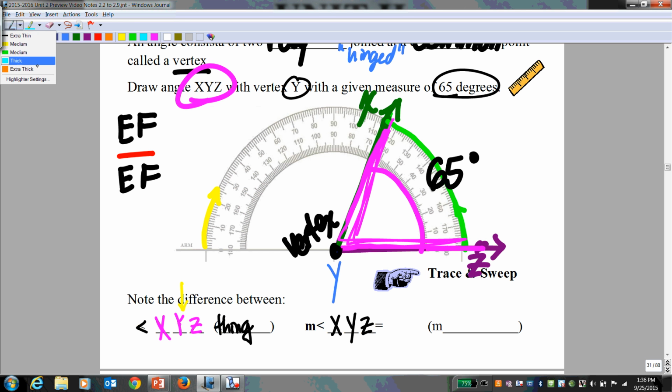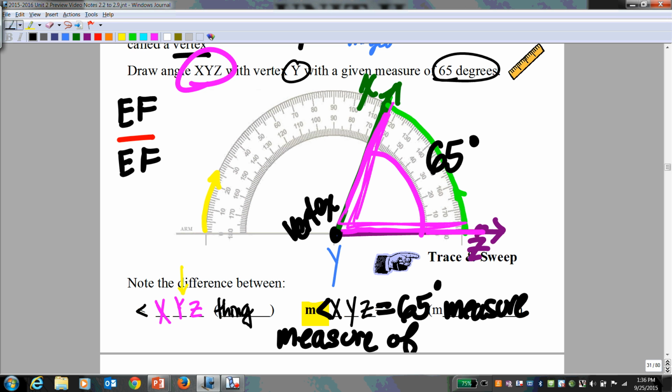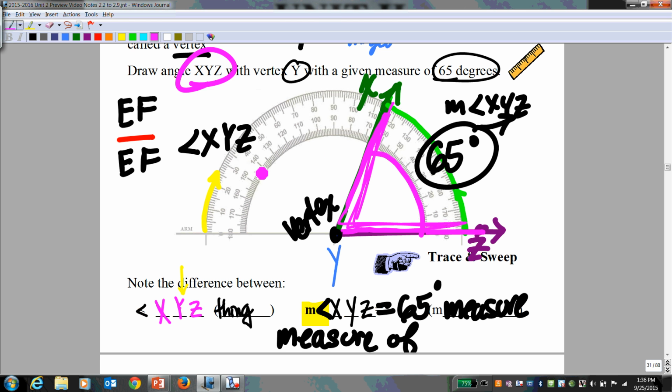Now, if you put this little m in front of it, that means measure of. That little m means measure of. And it reads like this. The measure of the angle XYZ would equal 65 degrees. So that little m there means measure. So there is a difference between angle X, Y, Z and measure of the angle X, Y, Z. Measure is the actual number. This is the physical angle.